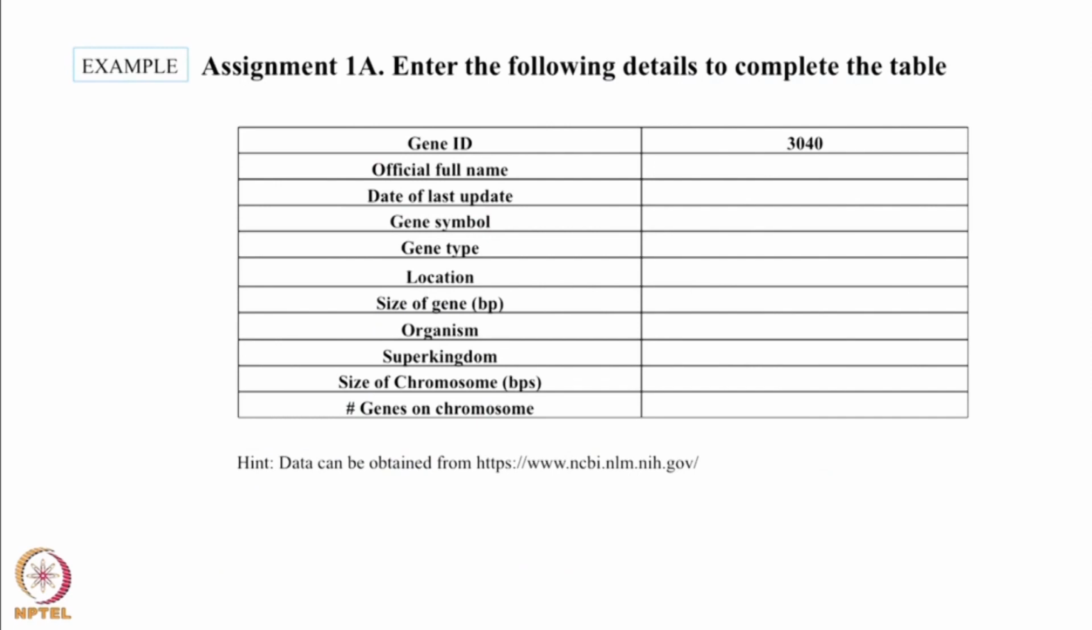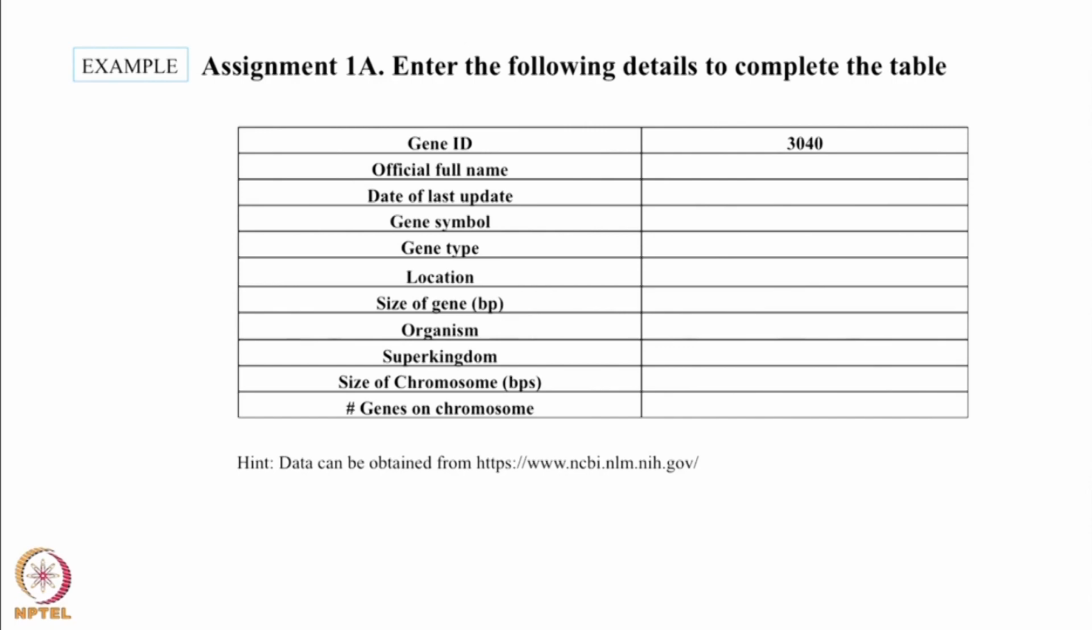Let us begin with the first question. You have been given an accession number 3040, which is a unique identifier given to a DNA or protein sequence. We need to fill this table by getting all the information about this gene. So, let us get started. It would be great if you could do this along with me on your computers.